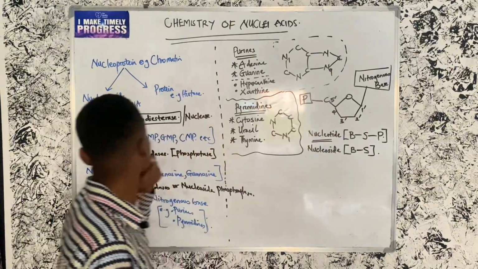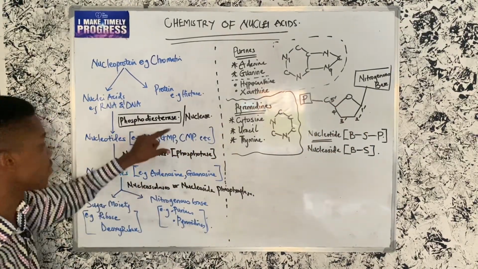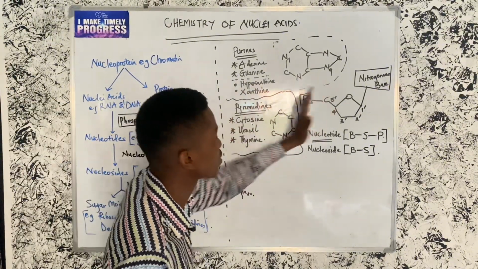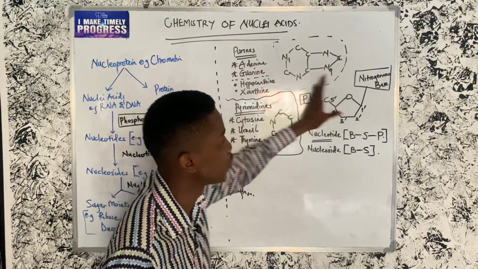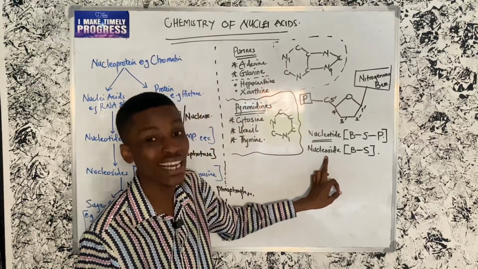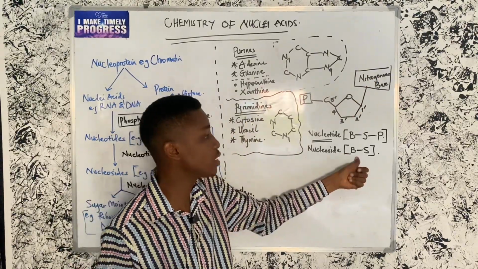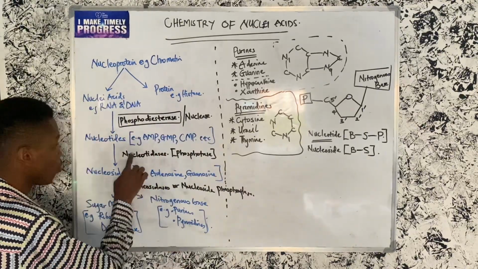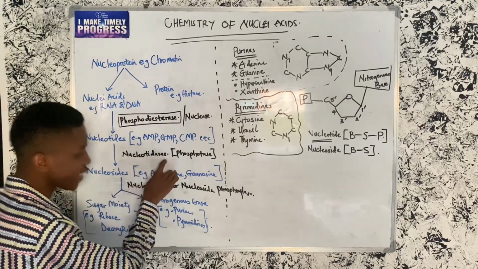A phosphate. Now we come back here and we have different types of nucleotides. So for me to break down a nucleotide, I can get rid of the phosphates. When I take out the phosphates from the nucleotide, what I will now have will be a nucleoside, having just the base and the sugar. And the enzyme for it is called nucleotidase.